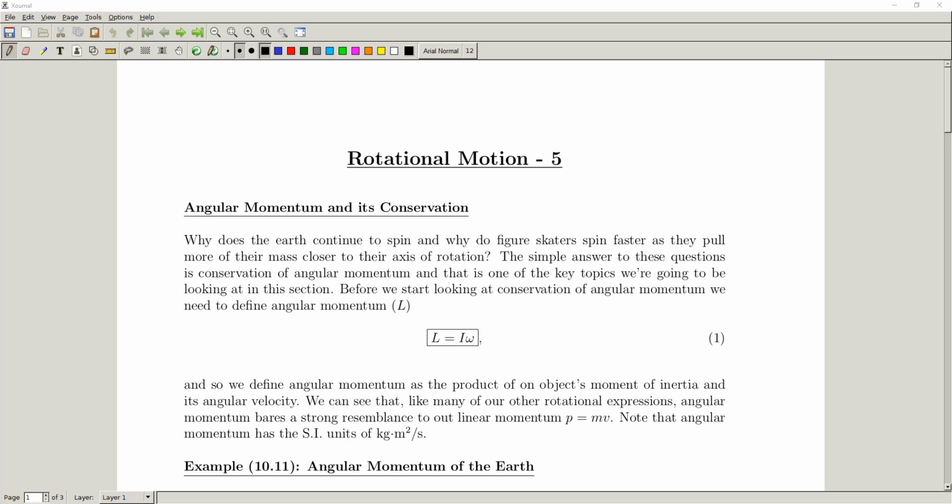Okay, this is going to be our fifth video in the rotational motion series here. And in this video, we're going to take a look at angular momentum and its conservation.